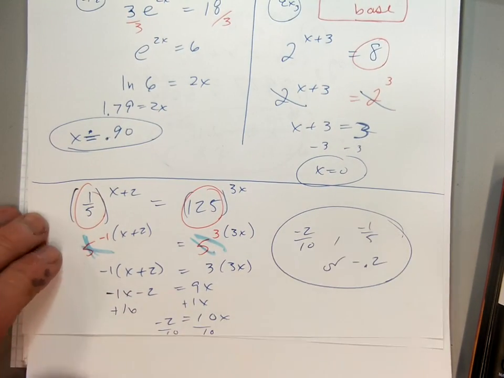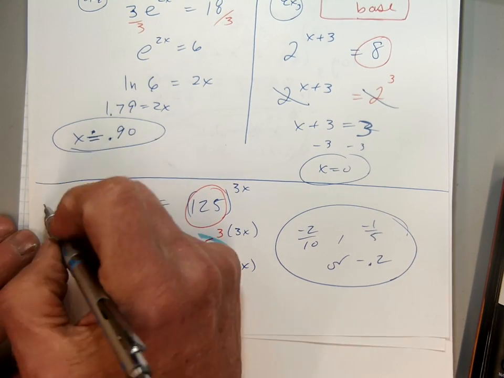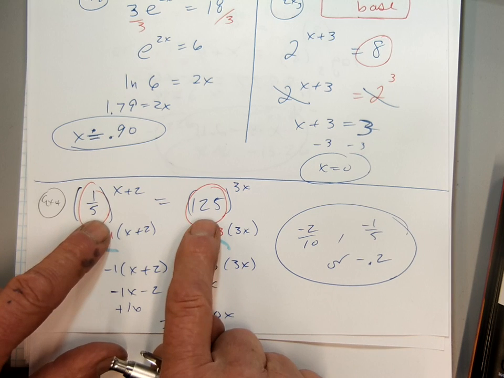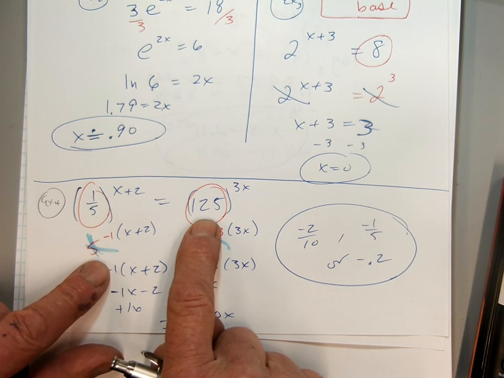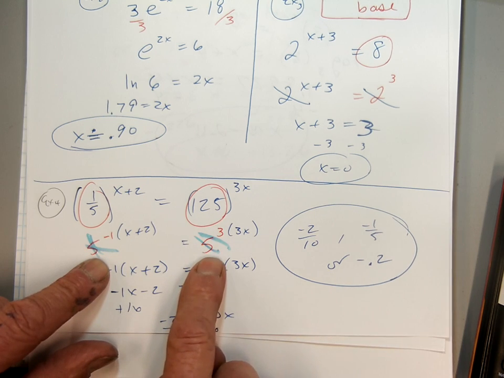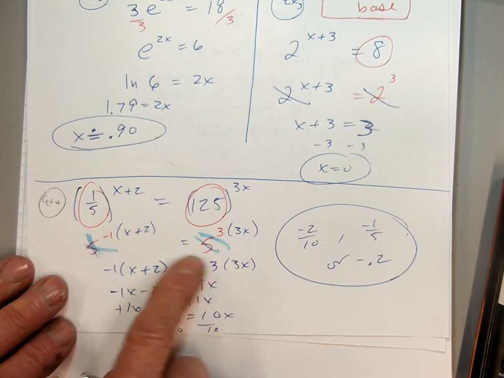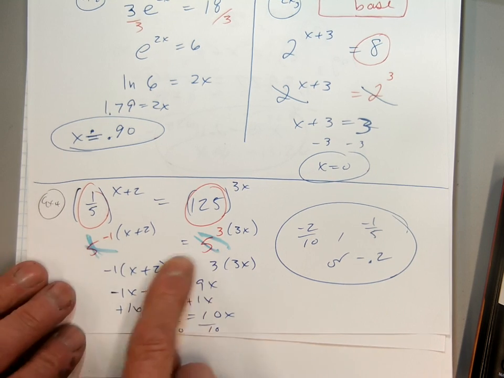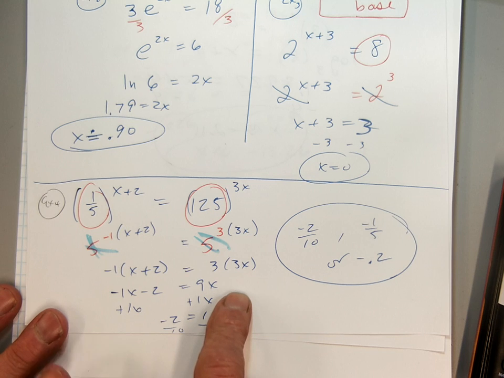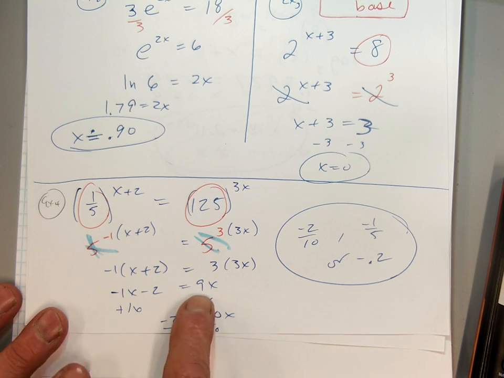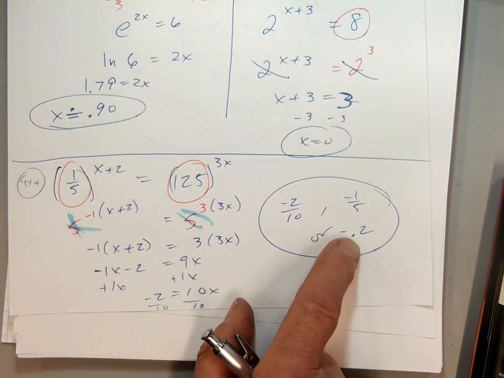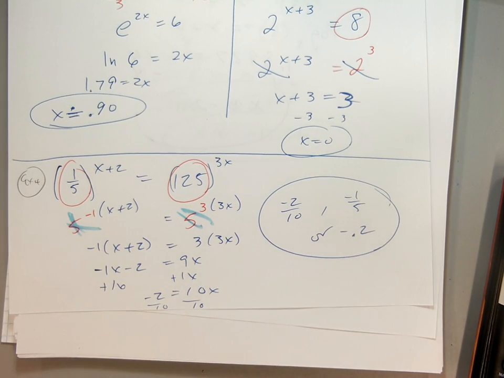Example 4 is the same type of problem. And what I did is I changed them to the same base. 1/5 is the same thing as 5 to the negative 1 power, and 125 is 5 cubed. So once I have the same base, I can cancel out the bases and just solve for x. Negative 1 times x plus 2 equals 3 times 3x. I got negative x minus 2 equals 9x, plus x, I get 10x, divide by 10, and I get negative 0.2 or fraction answers, okay?